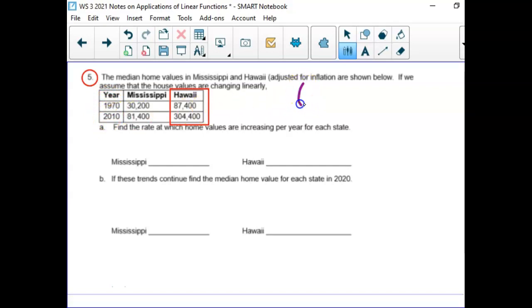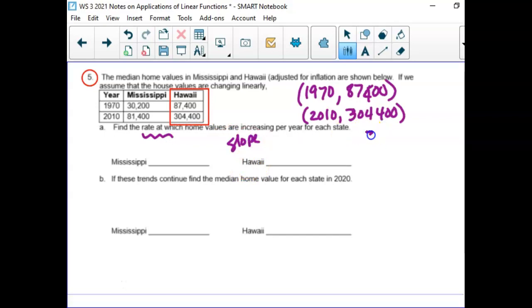So we'd have 1970 and Hawaii is 87,400. I'm just writing it as an ordered pair for my own benefit here. And 2010, 304,400. Big numbers. Okay. So find the rate of change means to find what? Slope. So we're going to do y minus y on the top. My handwriting is just really messy today. I'm sorry, guys.